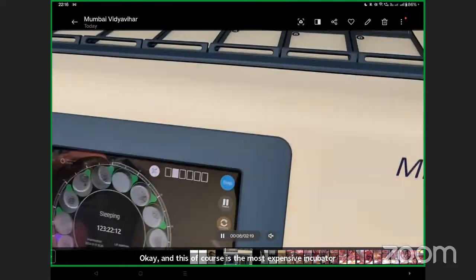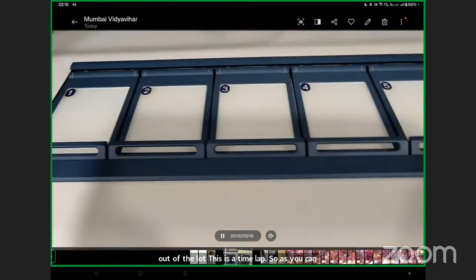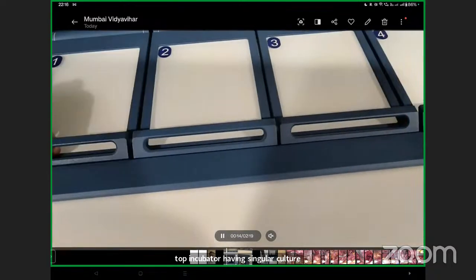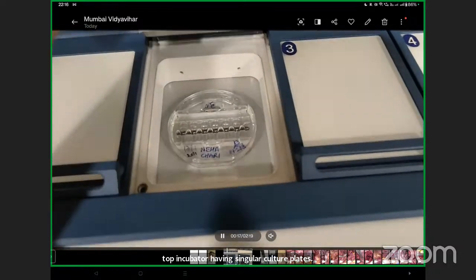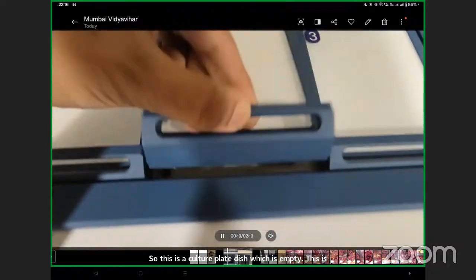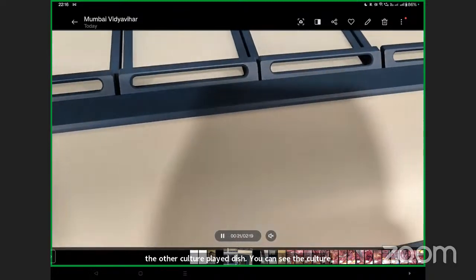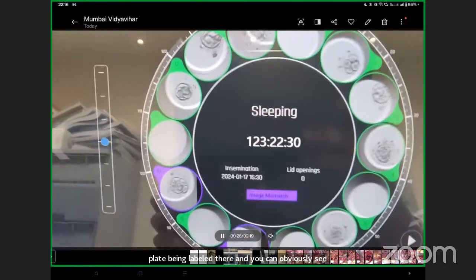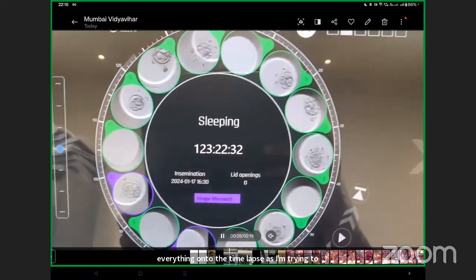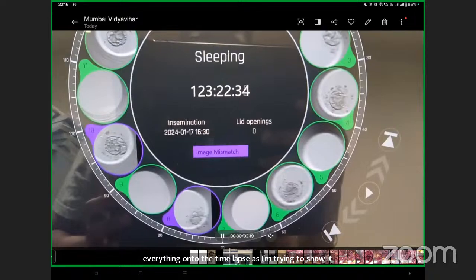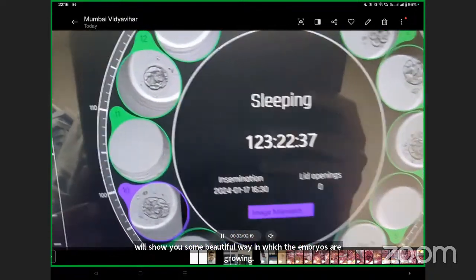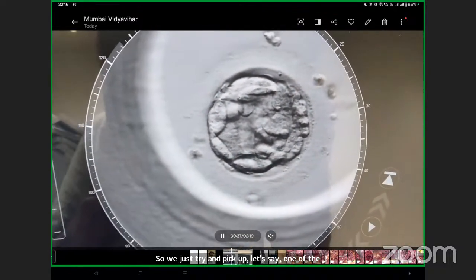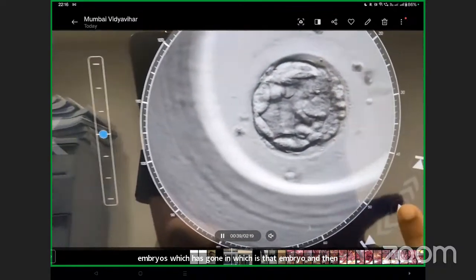This is a time lapse. As you can see, the time lapse is again like a benchtop incubator having singular culture plates. So this is a culture plate dish which is empty. This is the other culture plate dish. You can see the culture plate being labeled there, and you can see everything on the time lapse as I'm trying to show. It will show you a beautiful way in which the embryos are growing. We'll pick up one of the embryos which has gone till blastocyst, and then you can play how the embryo goes till blastocyst.